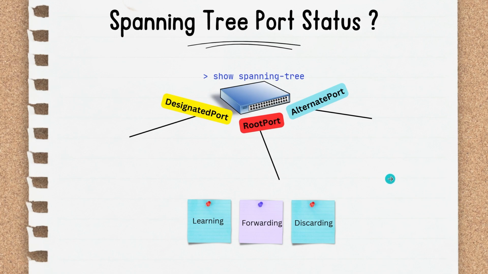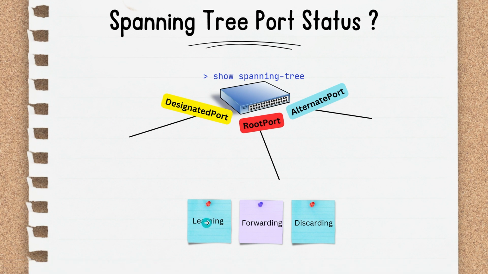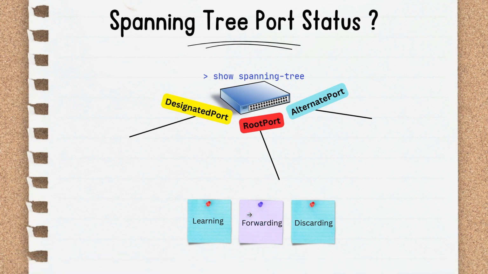So, spanning tree port statuses. Basically there are 3 port statuses: learning, forwarding, and discarding. Learning means STP is still running and has not yet finalized the root bridge and all that stuff. Forwarding means the port is actively transmitting and receiving packets. And discarding means the port role is alternate and the port can't receive or transmit traffic.